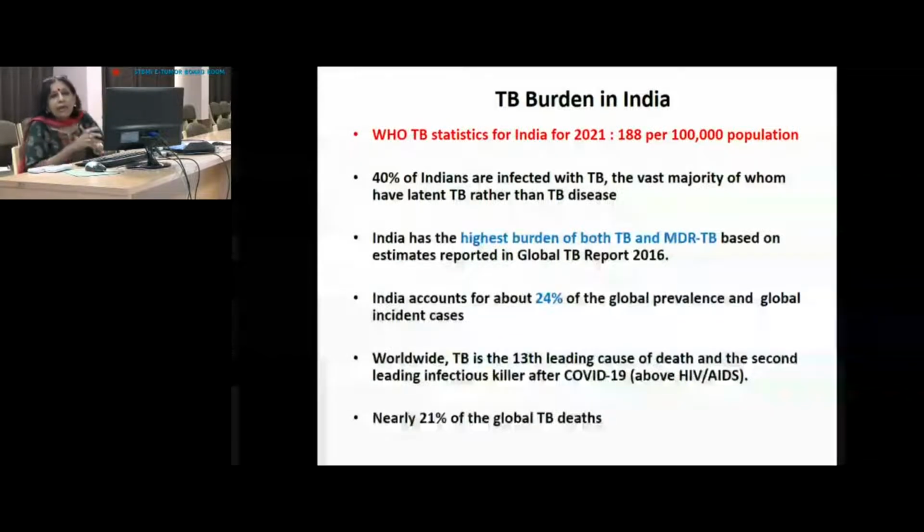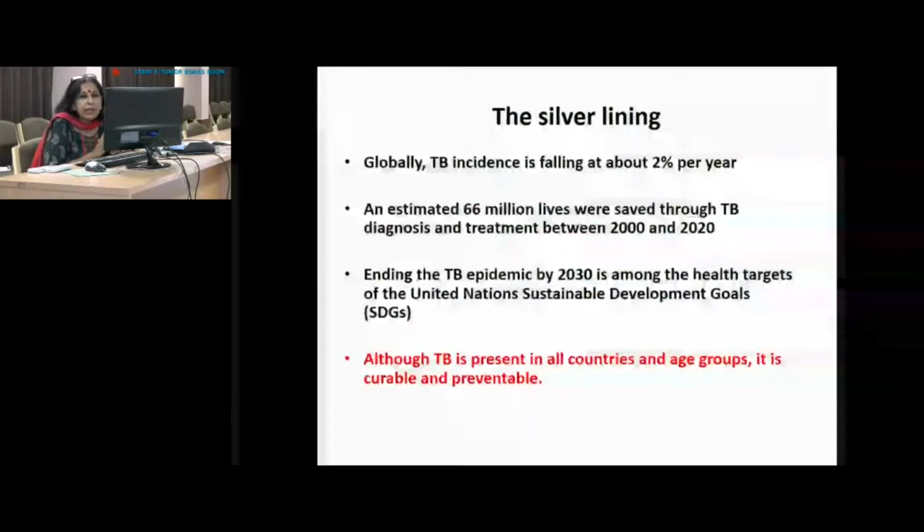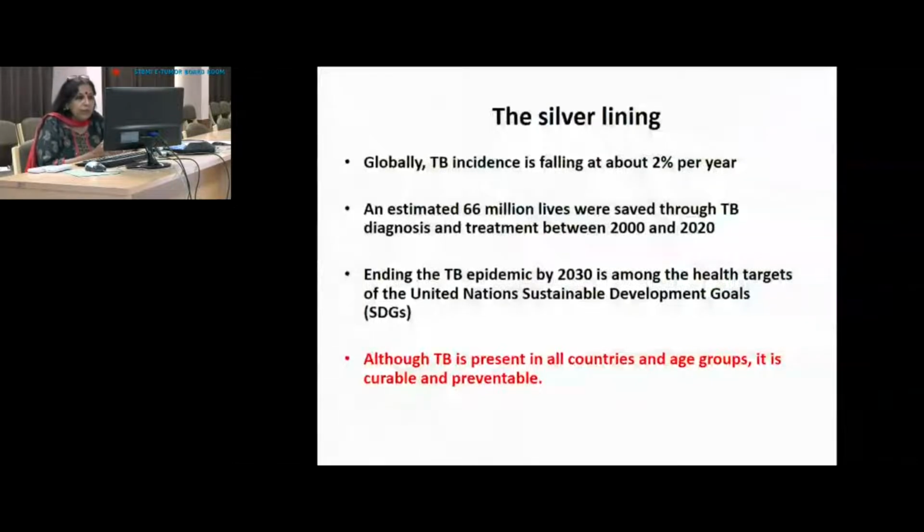The silver lining, however, every cloud must have a silver lining. We are talking about TB and TB control, so obviously there have been some strides. TB incidence globally has been falling at about 2% per year. And almost 66 million lives were saved in the last 20 years because of TB diagnosis and treatment.